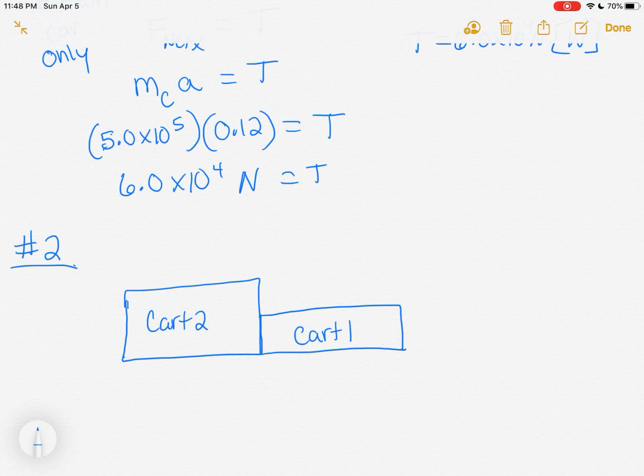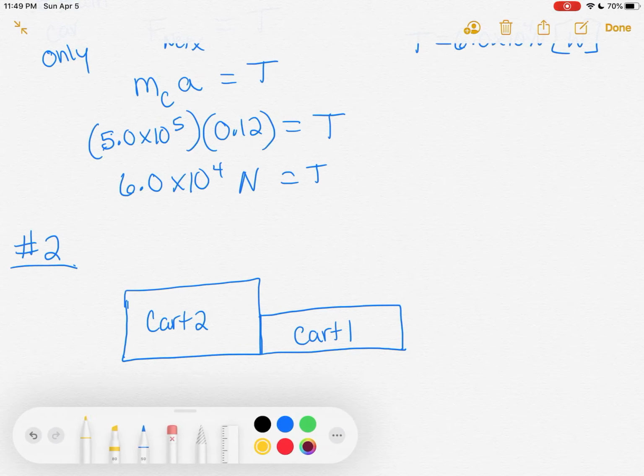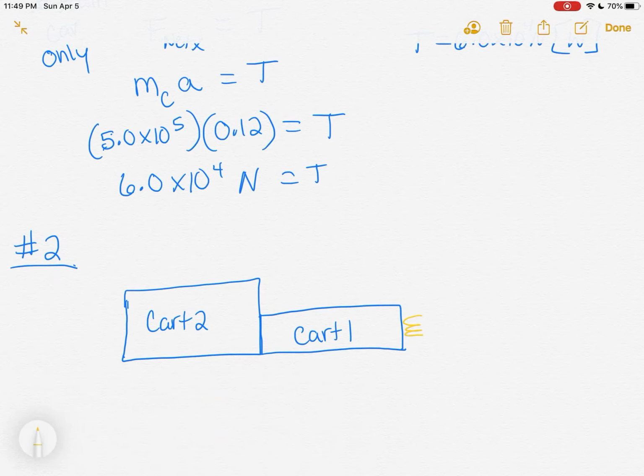They're not attached via a rope or a cable. They're just attached to each other. And then someone is pushing, and we're pushing with a force of 18.9 newtons.